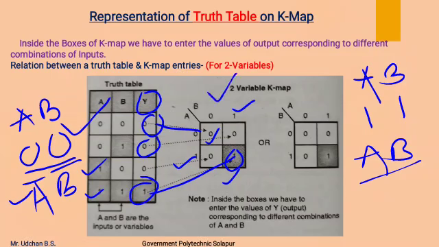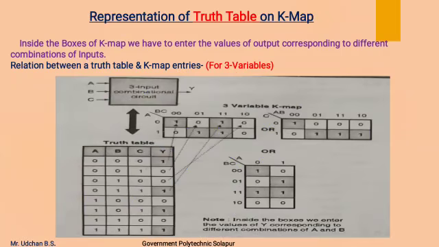This is one way to enter the values of outputs into the Kmap cells or boxes of the Kmap. Here the vertical variable is A and the horizontal variable is B. This is the alternative way to write the output values into the Kmap, where the vertical values are written for B and horizontal values are written for A.